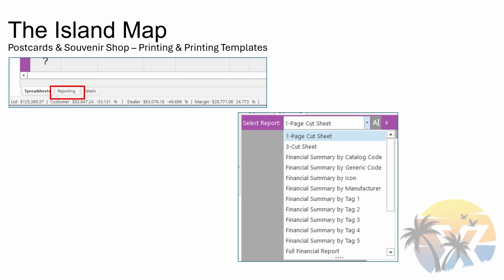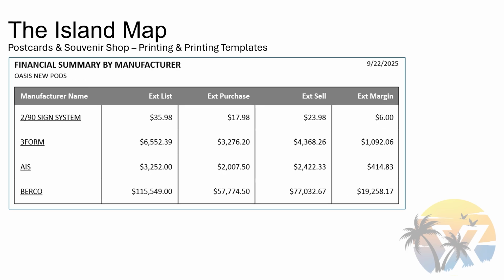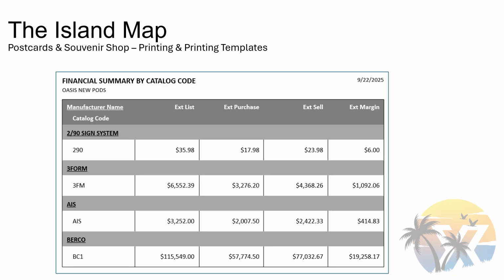We can clearly review dealer and customer discounts along with margin with full financial reporting. Running a report by manufacturer list pricing gives me the insight I need to approach the manufacturer with confidence and request a deeper discount where it's justified. I'll also review by catalog code or generic code, which helps me quickly identify what product lines are on the order, especially useful when I'm discounting without a discount table.